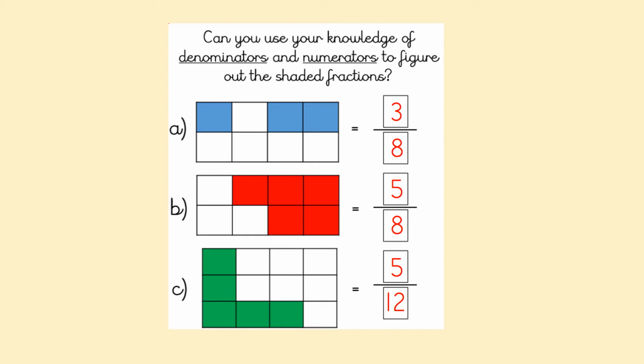And finally for C, the fraction was 5 on top. 5 was the numerator, there were 5 green parts, and 12 was the denominator. There were 12 parts in total. So well done if you got those right. They were quite tricky, but if you thought carefully about what denominator and numerator meant, you would have been able to work it out.